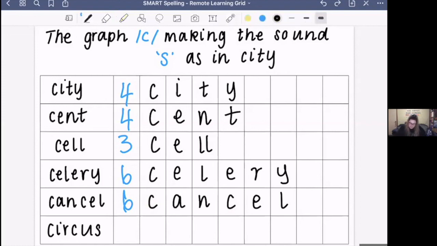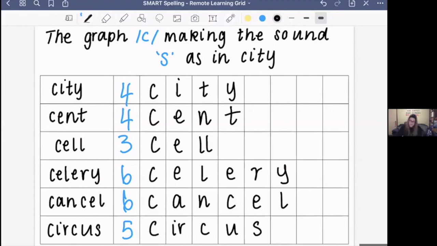So the sounds in the word circus are s, k, s. There are 5 sounds in the word circus. And the letters in the word circus are C, I, R, C, U, S. If you had to spell the word circus, what might be the tricky part to remember? Perhaps it is our graph C making the sound S.